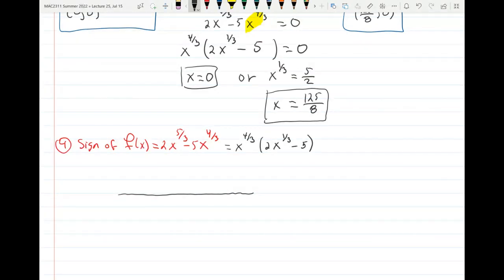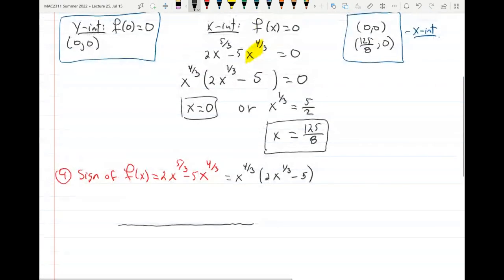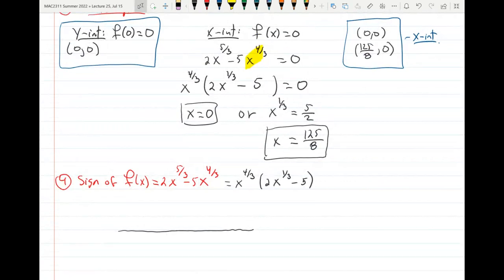So we do a number line, and in this number line, what do we write? The zeros of the function, which we have, right? Those are the x-intercepts. So we have 0, we have 125 over 8. And just to get an idea, what is 125 divided by 8? That's about 15.625. That way we know what that number is when we're choosing our numbers.